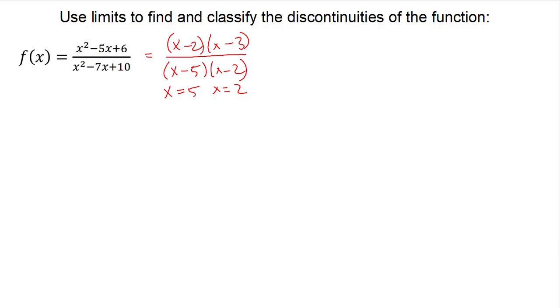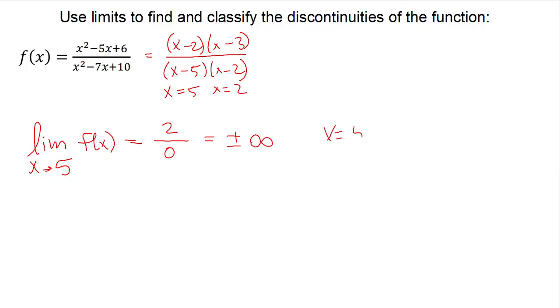But we should be able to use a limit, and you need to use a limit to show this on the test. So first we'll do the limit as x approaches 5 of f of x, right? Well, that should just be, if I cancel out the x minus 2's, 5 minus 3 in the numerator, which is 2, over 5 minus 5, which is 0. And we know that 2 over 0 is, as we approach 5, we're getting close to 0 down here. So this is either a positive or a negative infinity, which shows us that x equals 5 is an infinite discontinuity.